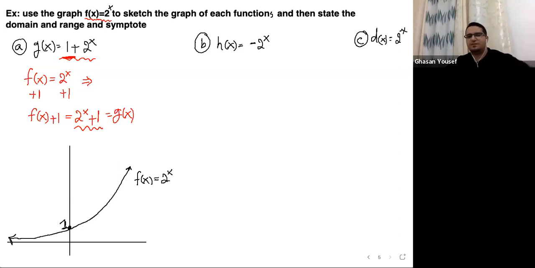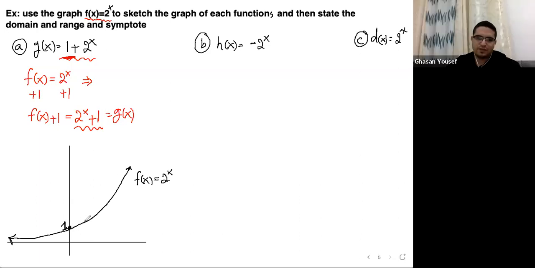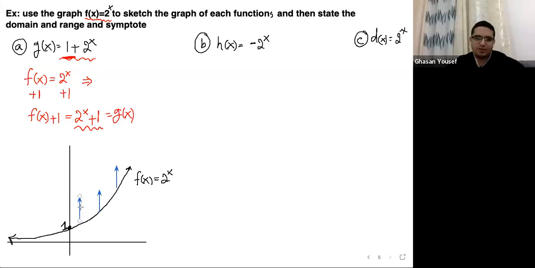And this value is 2 where you wrote 1, right? Yes, this is 1. Everything will shift 1 unit up. All points in this curve will be shifted 1 unit up, like this. Here, 1 unit up at every point in this curve.